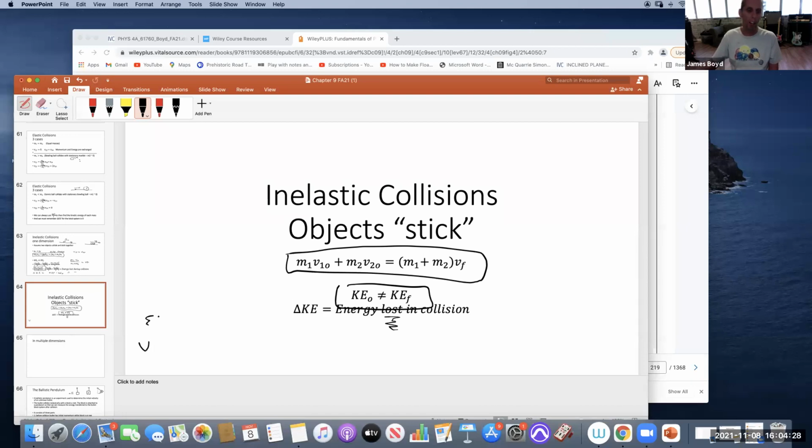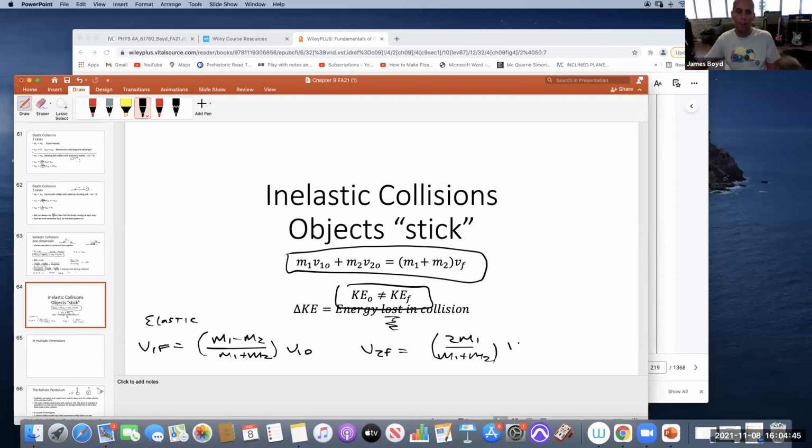And remember, for elastic, V1 final is M1 minus M2 over M1 plus M2 times V1 initial. V2 final is 2M1 over M1 plus M2 times V1 initial. V2 at rest in both these cases usually. It doesn't have to be in this case, but usually in the elastic collision to use these, it has to be at rest.